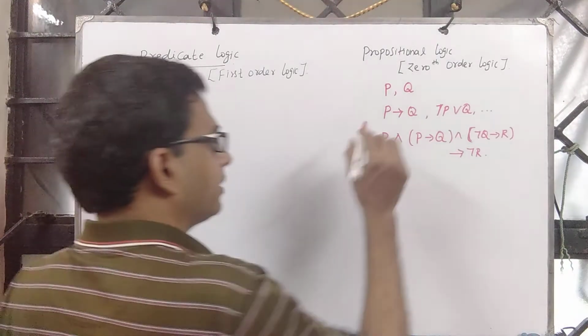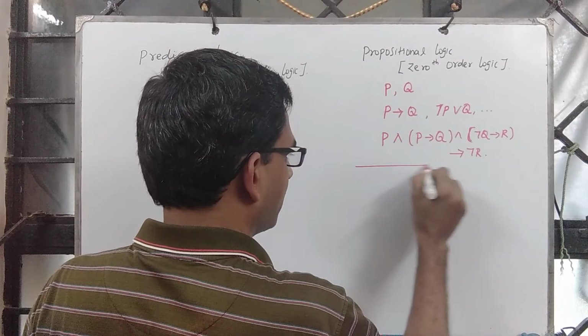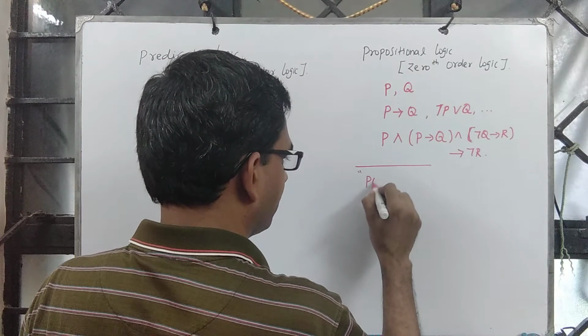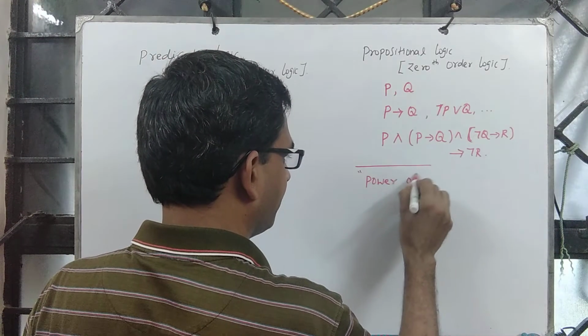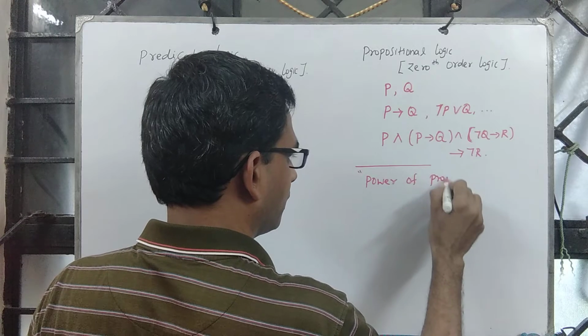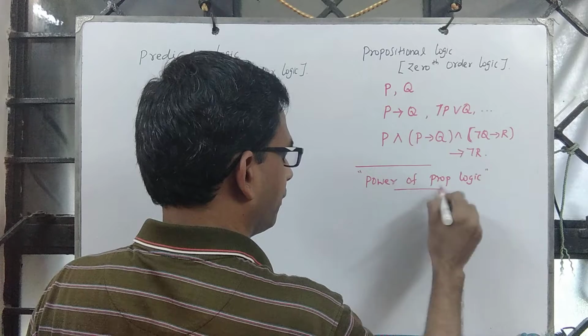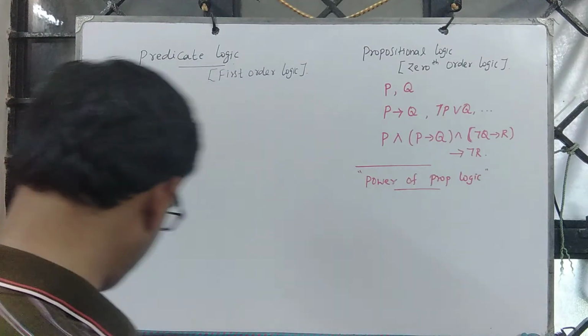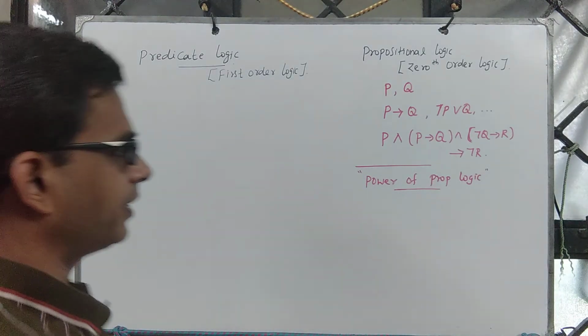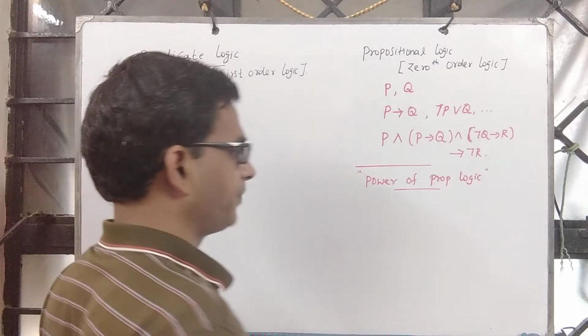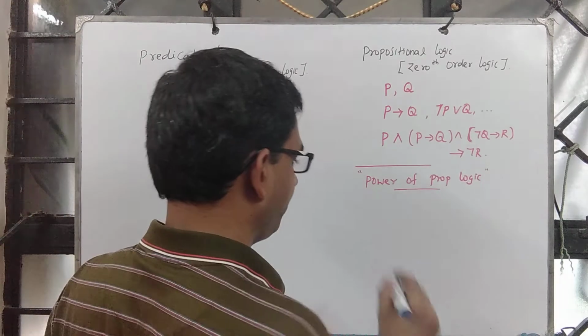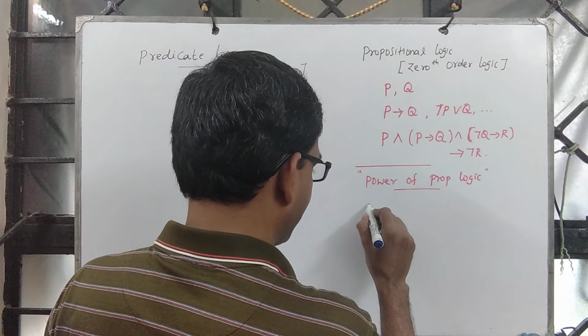But there is a limitation to propositional logic, meaning the power of propositional logic. If you look at the power of propositional logic, it is limited. For example, let's look at this statement.